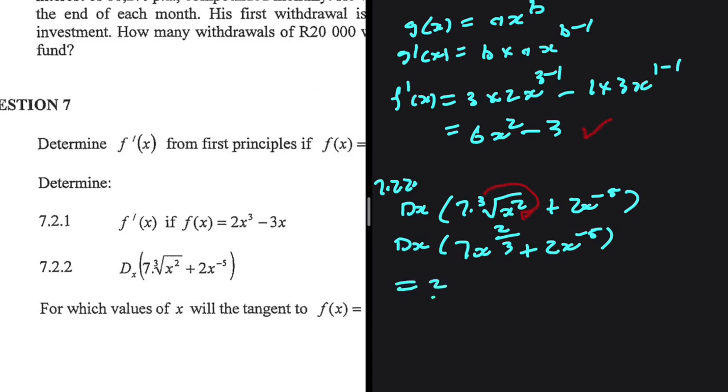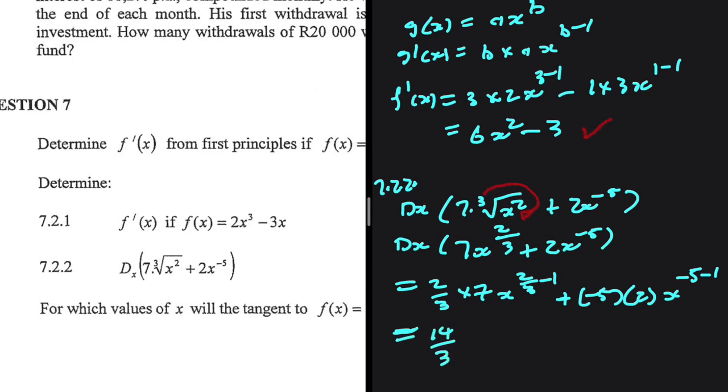So we're going to have 2 divided by 3 multiplied by 7x to the power 2 divided by 3 minus 1, plus minus 5 multiplied by 2x to the minus 5 minus 1. So what is 2 divided by 3 multiplied by 7? That is 14 divided by 3, x to the power 2 divided by 3 minus 1. That is minus 1 divided by 3. And then minus 5 multiplied by 2, minus 10, x to the minus 6.